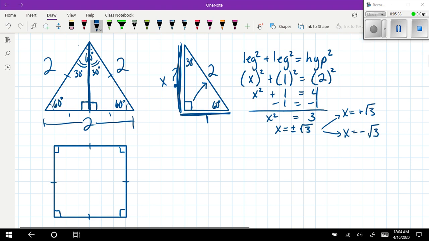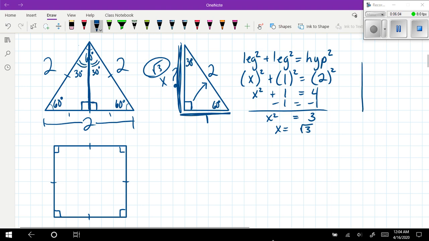Would it make any sense for x to equal a negative root 3 if I'm talking about the length of a side of a triangle? No, it certainly doesn't. So from here on out, I'm not going to do the plus and minus at all. I'm just going to go right ahead and say x equals the square root of 3. All right, that comes back up here, and we get the square root of 3. So let's see what we have.